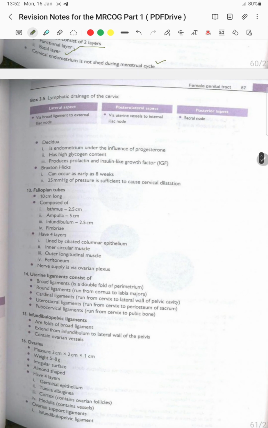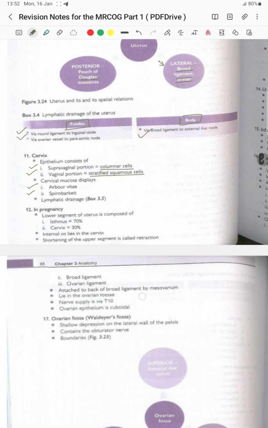The lymphatic drainage of the cervix on the lateral aspects is by the broad ligament to the external iliac nodes, and on the posterior lateral aspects, it is by the uterine vessels to the internal iliac nodes, and the posterior aspects drain to the sacral nodes.